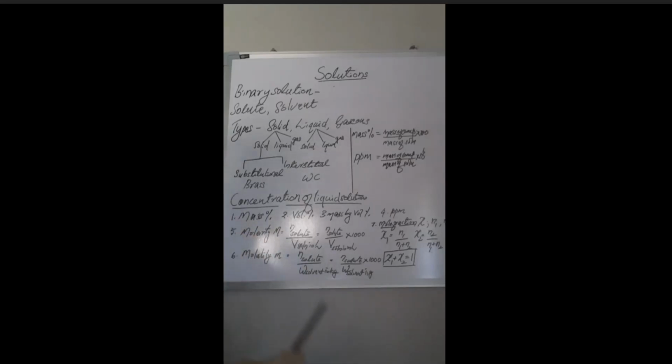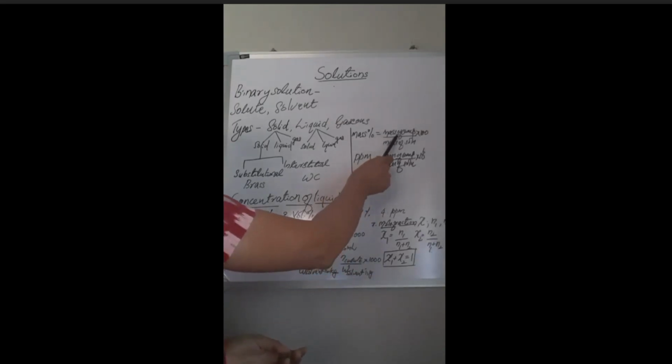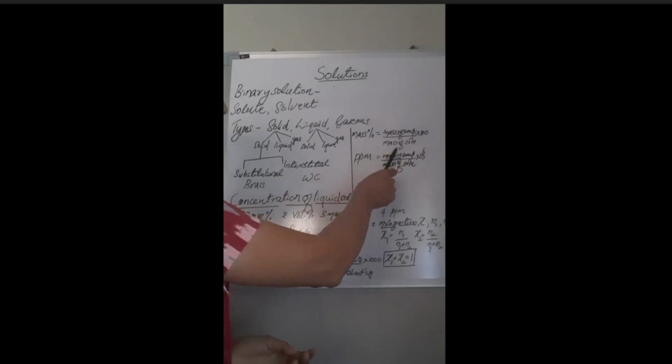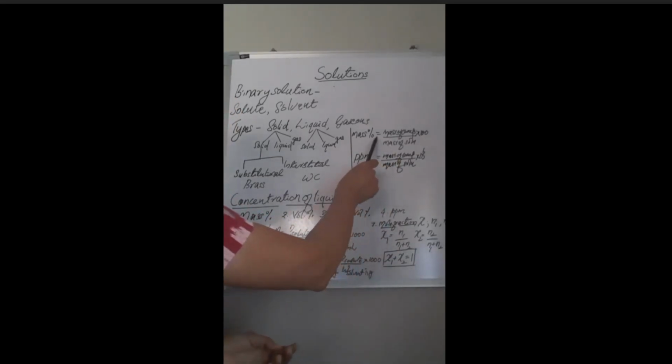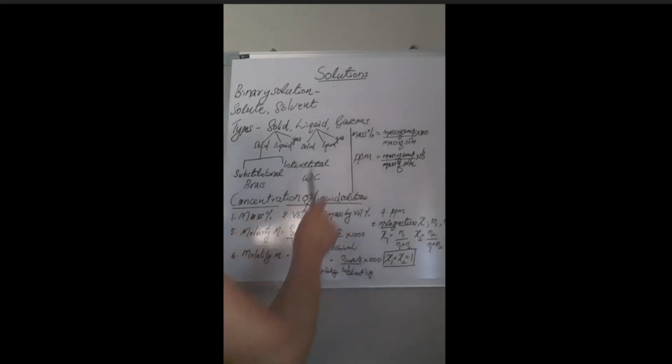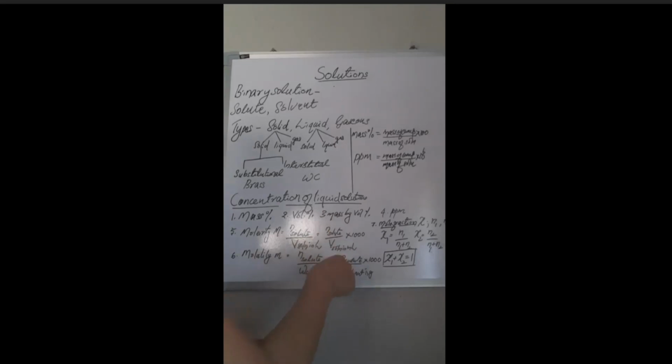One, mass percent, meaning out of 100. So mass percentage is the mass of the component present in 100 grams of the solution. So we can express that using this equation. In the same way, volume percentage is the volume of the component present in 100 ml of the solution. Then mass by volume percentage is the mass of the component present in 100 ml of the solution.